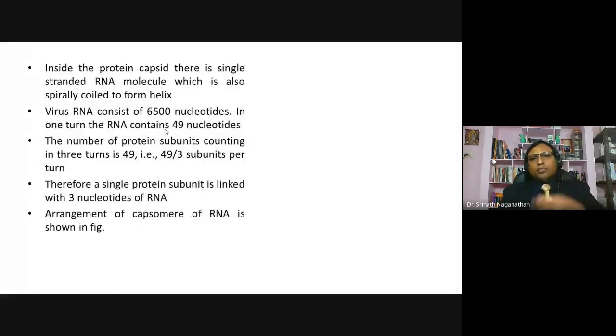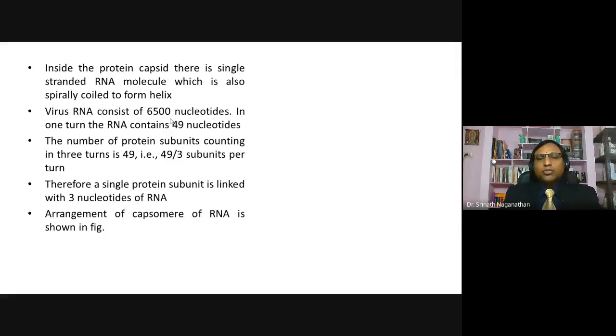Inside the protein capsid, there is a single-stranded RNA, which is supercoiled, in a spirally coiled helix in the right-handed direction. The virus consists of 6,500 nucleotides, and in one turn it has 49 nucleotides. The number of protein subunits in 3 turns is 49, so 49 by 3 subunits per turn. Therefore, a single protein subunit is linked with 3 nucleotides of RNA.